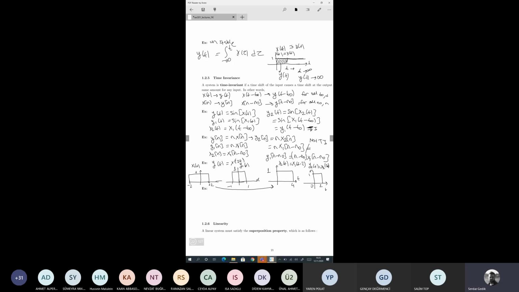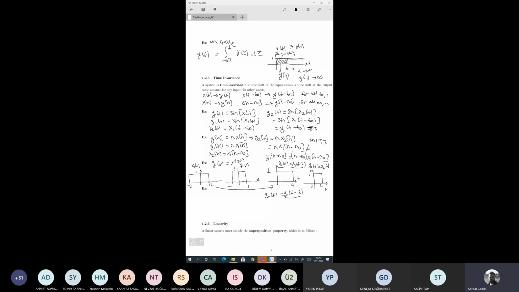So what is this? I have shifted the input to the right by 2 units and obtained x2 of t. And by using the definition y2 of t equals x2 of 2t, I obtained y2 of t. So is this okay for time invariance? y2 of t must be equal to y1 of t minus 2. So I have shifted the input by 2 units, and the output must be shifted again by 2 units.